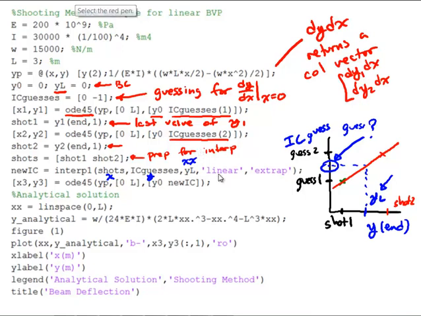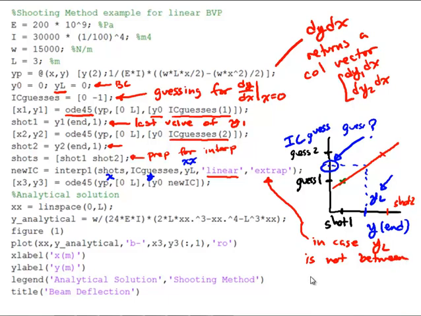Then we're going to use the linear option, since this is a linear interpolation. And the last thing is this extrap option, that stands for extrapolate, and that's in case the yL is not between the two shots. For a linear interpolation, extrapolation is okay because we don't have a function that has some curvature that might lead to a wildly inaccurate extrapolation. Since there's no curvature, it's okay if our shots do not bracket yL.